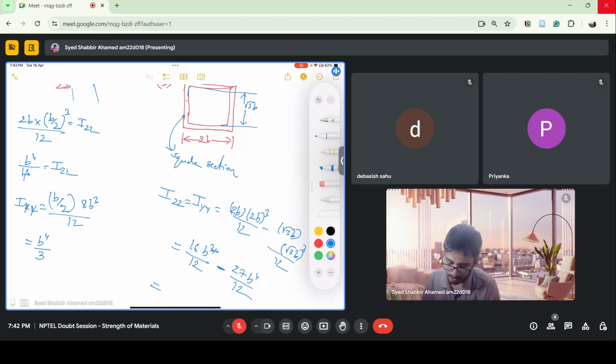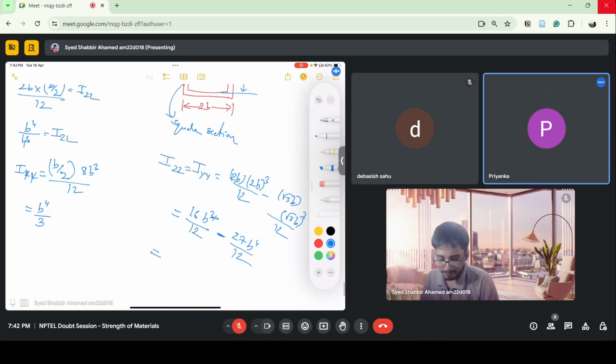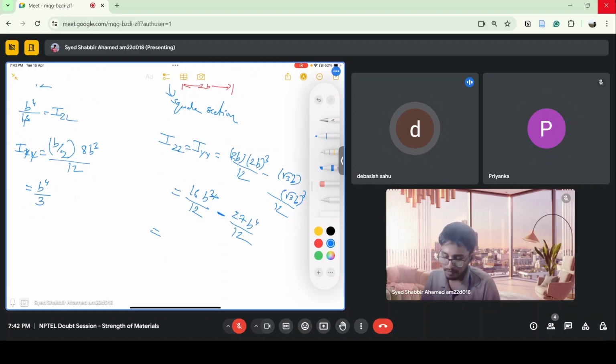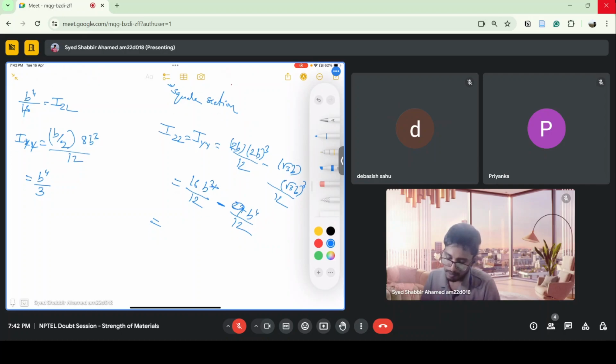Why am I getting minus? Sir, yes, it should be 9. Root 3, yes, sir. 3, 3, 3, yeah, 9, 9. Sorry. So I'll get 16 minus 9, I'll get 5B power 4.